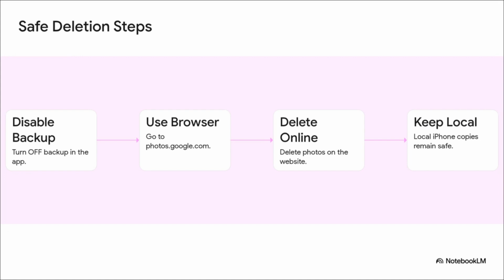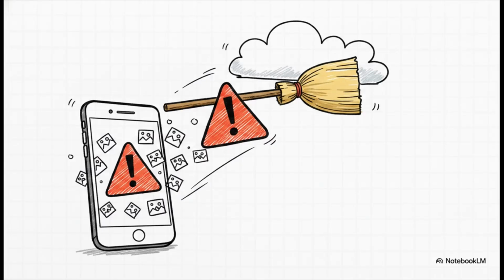So, how on earth do you escape this trap? Well, the community experts have a pretty solid manual workaround. First things first, open the Google Photos app and literally turn off backup. Sever that connection. Then put the phone down completely. Go to a computer, open a web browser to photos.google.com, and delete the photos there. Because the app's backup is severed, your local iPhone copies stay perfectly safe.